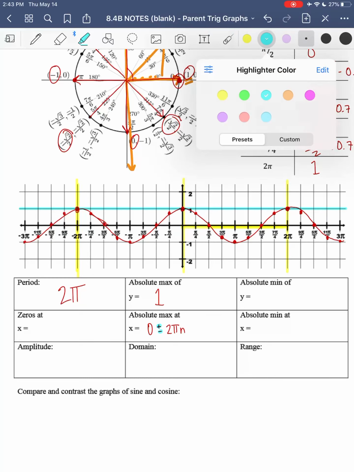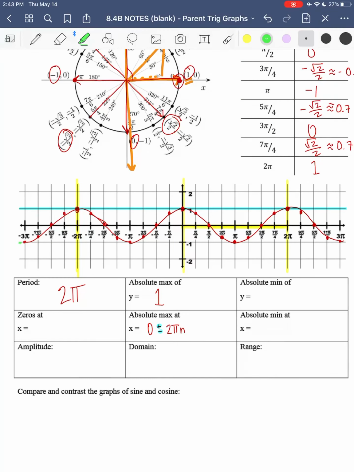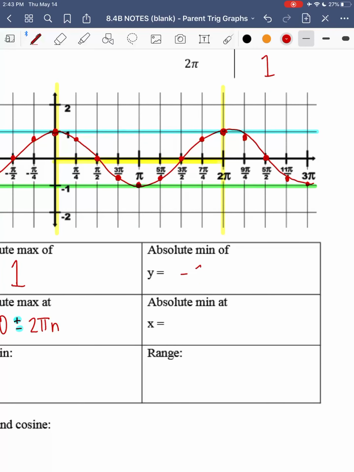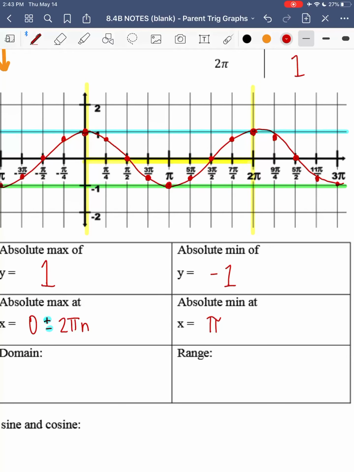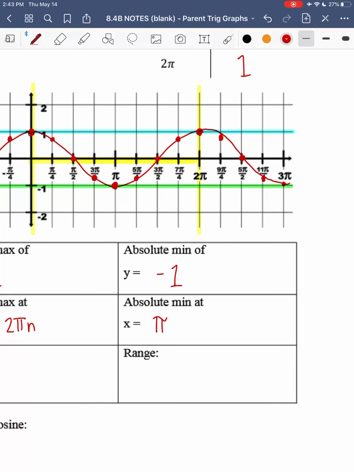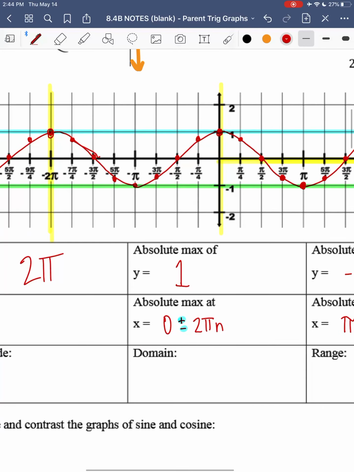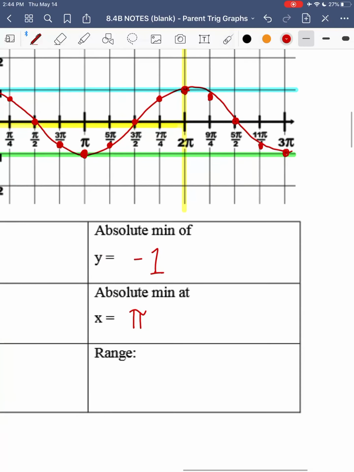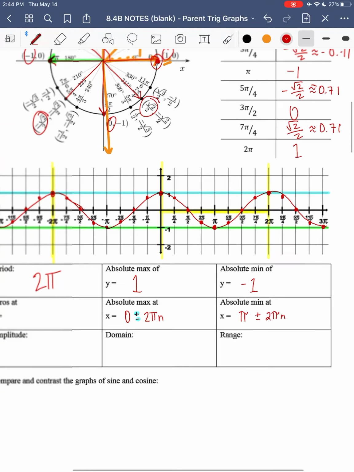Okay, absolute min, the furthest away from the y-axis that we get to the left is all the way over at pi, and that's negative 1. So our absolute min is at negative 1. Like I just said, that happened at pi. I gave it away. It happened at pi. Here it is. And then it happens again every time we do a full circle. So it's like pi, 3 pi, negative pi. It's like all the odd pi's for this one. So we're going to do pi plus or minus 2 pi n. So we can go forward or back full circles.